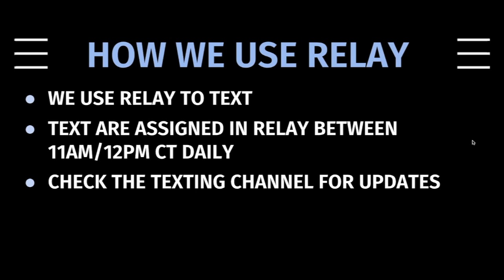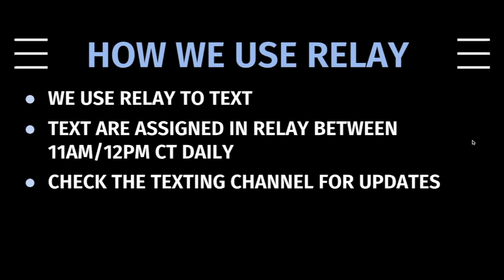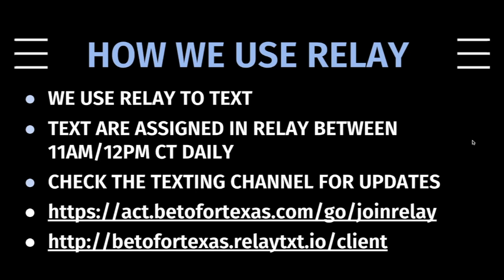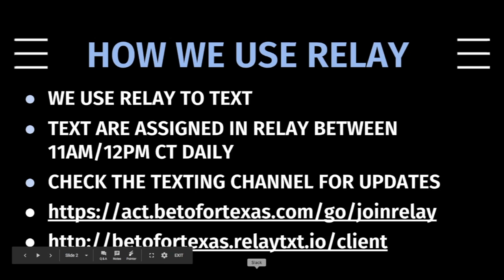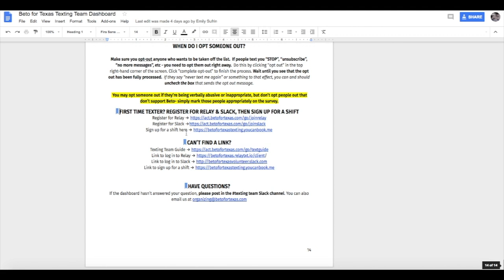Finally, to get started, if you have not signed up for Relay, you will need to go to act.betofortexas.com/go/join-relay to open your account. If you already have, all you have to do is go to betofortexas.relaytxt.io/client to log in. Both of these links are found in the dashboard document, which you should have already read, or they can also be found in the texting Slack channel in the pinned post on top of the channel.